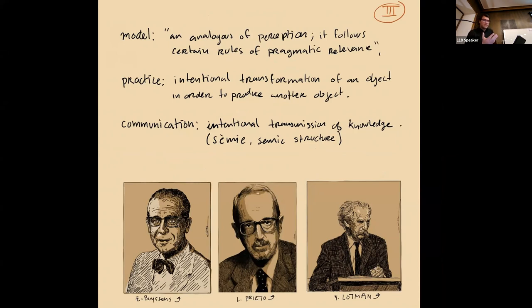Modal, I am mostly understanding it in the spirit of Lotman and the Tartu-Moscow school. So I would more or less define a modal as an analogue of perception which substitutes the object being perceived, but it does so following certain rules of pragmatic relevance. Namely, the modal will retain some features and relations between features of the object that are pragmatically relevant. So a modal would be sort of a diagram, like maybe in the Peircean sense.